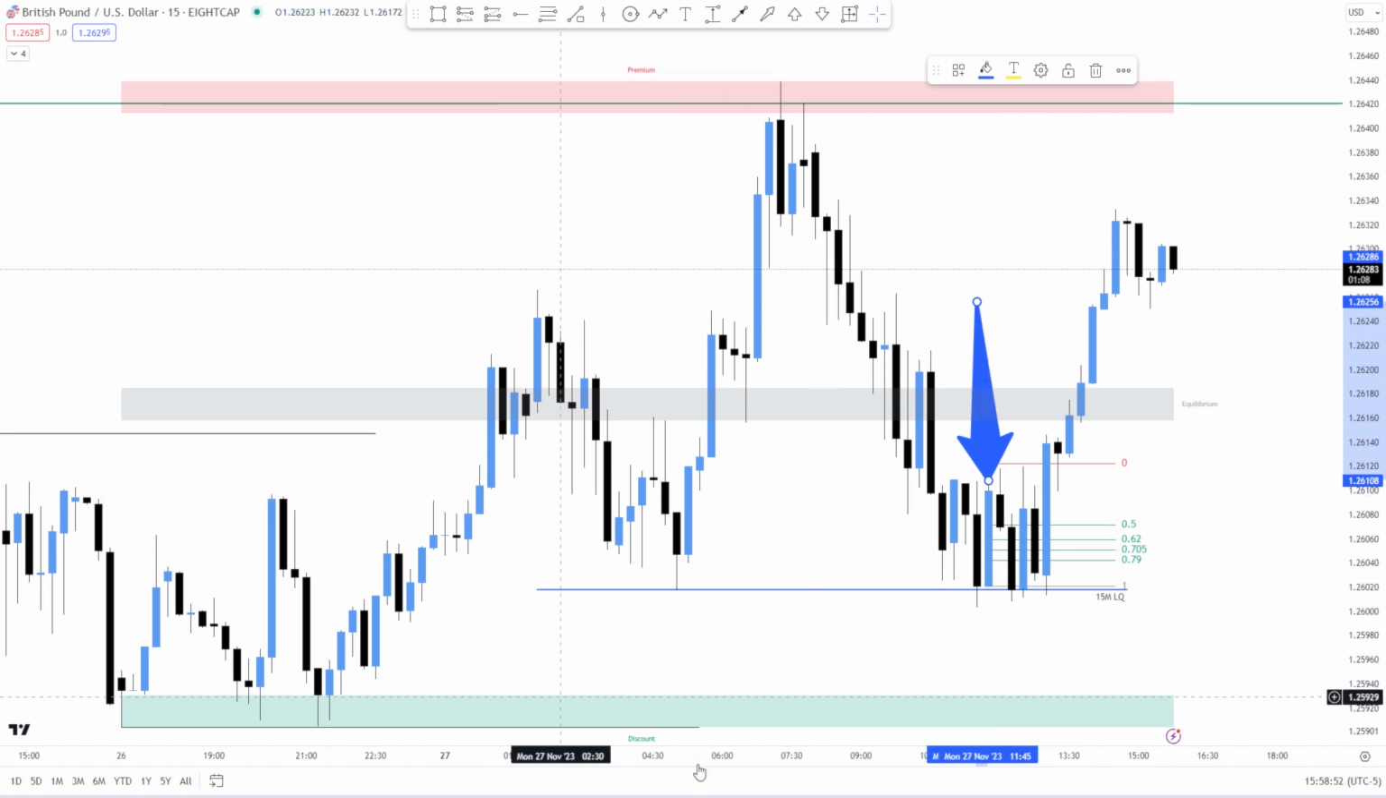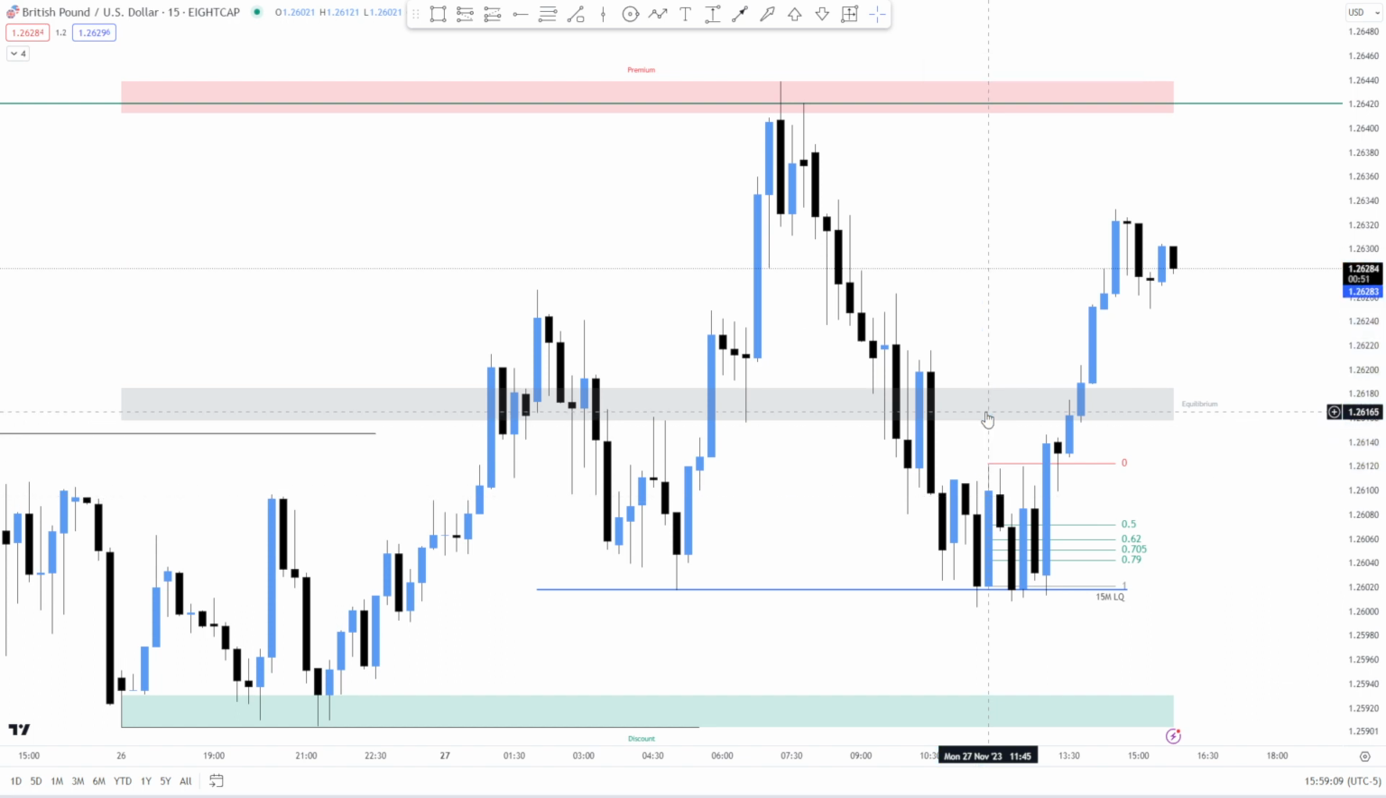So again, I'm in discount here. I've got an area of liquidity that was swept, being London lows, and then I've got this opposing candle that was formed here. So 3 criteria that were met for me. I went ahead and put the fib on the candle after it closed here, and then this candle here would be my entry candle where I would start looking for an entry.